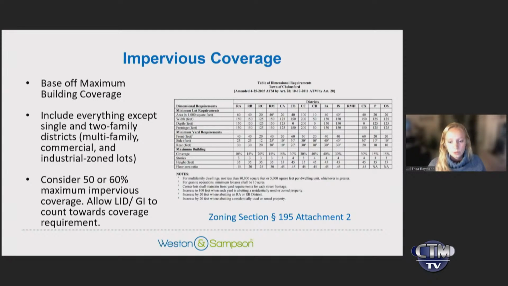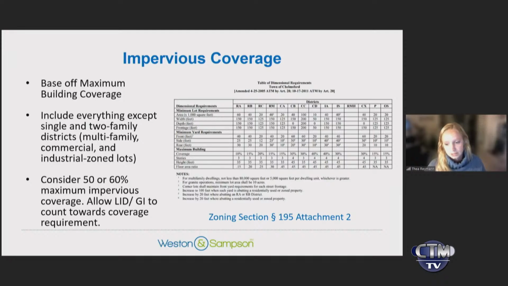So there are different ways to do this, whether it's an impervious coverage percentage or hardscape, which includes patios, driveways, and parking areas. So you could have a requirement for that, or just make it an open space requirement in addition to maximum building coverage.